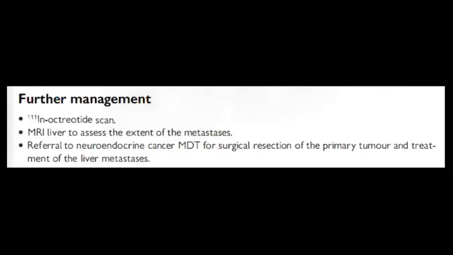So for the FDG PET CT, will it be positive or negative? It will be negative, yes. So in the MCQ, it will not take up. Why? Because somatostatin receptors are present in neuroendocrine tumors, and the tracer for this will be positive for the somatostatin receptors. The FDG works on glucose metabolism, so it is a different tracer. So typically it will be negative.